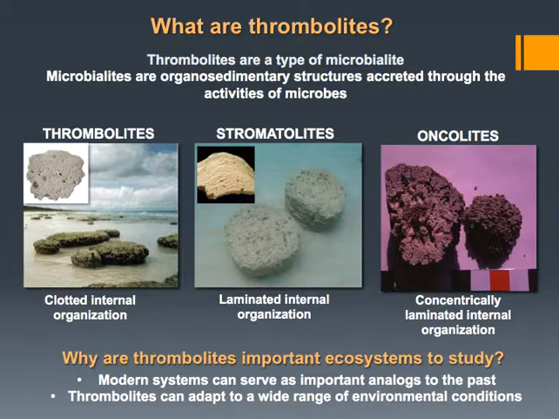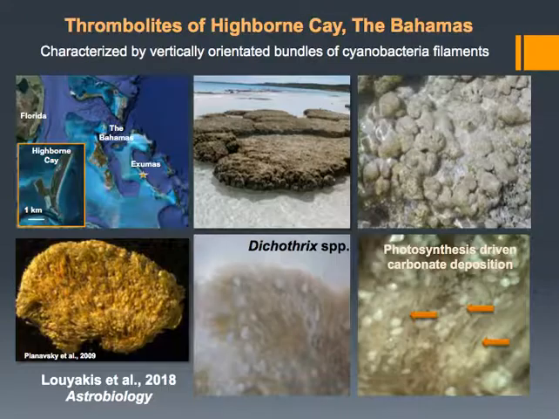Thrombolites are also tough. They live in tough environments. They can live completely desiccated out of the water. They can live in high temperature, high UV radiation. So they're also great for studying how microbes can respond to environmental stress conditions. Now, I mentioned I work in the Bahamas. The thrombolites of Highborn Key, Bahamas are a great model. They're very easy to get to, as you can see how shallow they are. You don't even have to really get wet when you work on them.